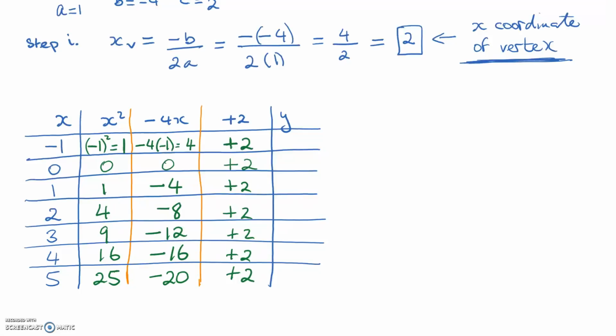Okay, now we're nearly finished for the table. What we do now is we add up the numbers in these three middle columns. So don't worry about the x, but add up the numbers in the three middle columns.